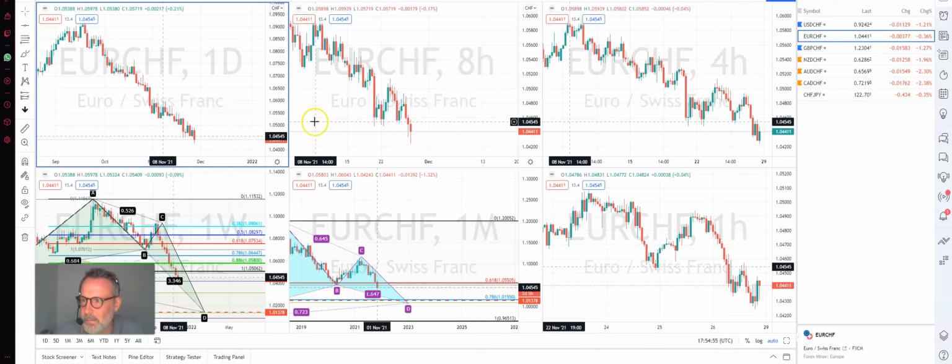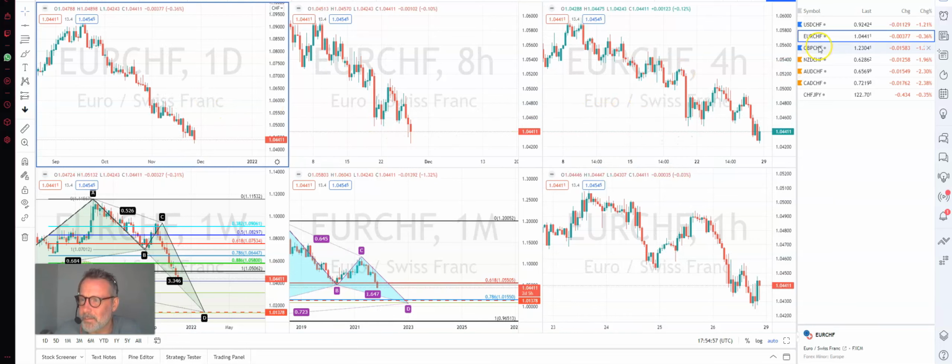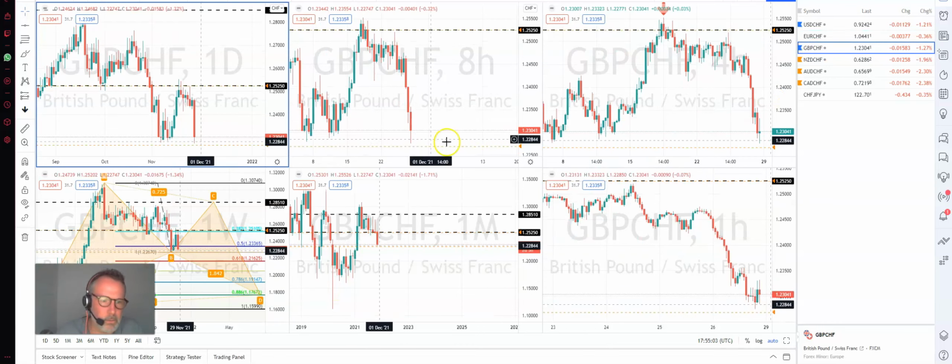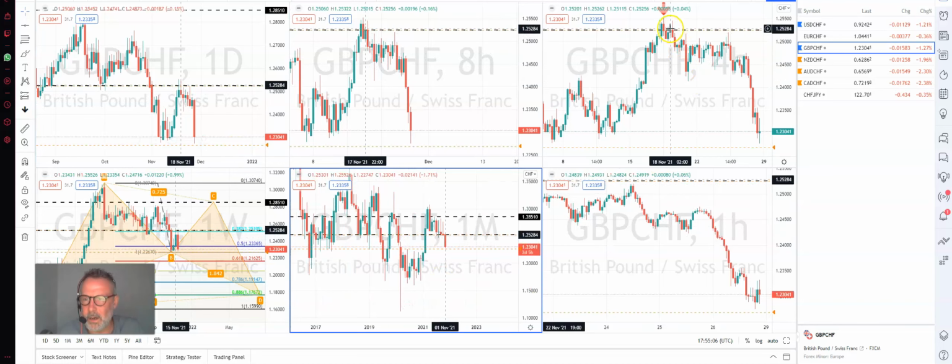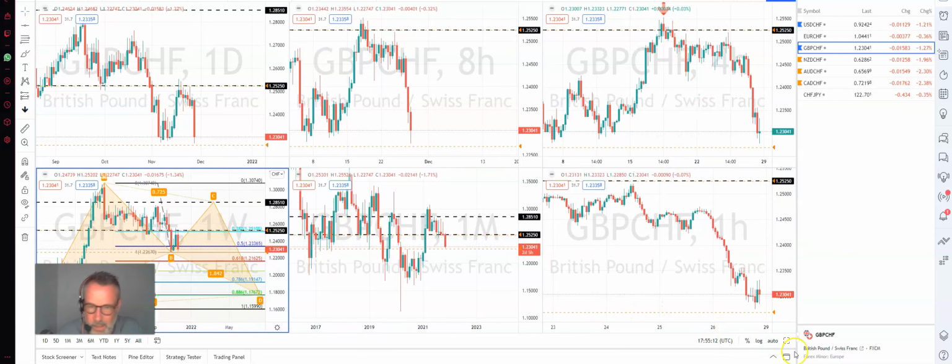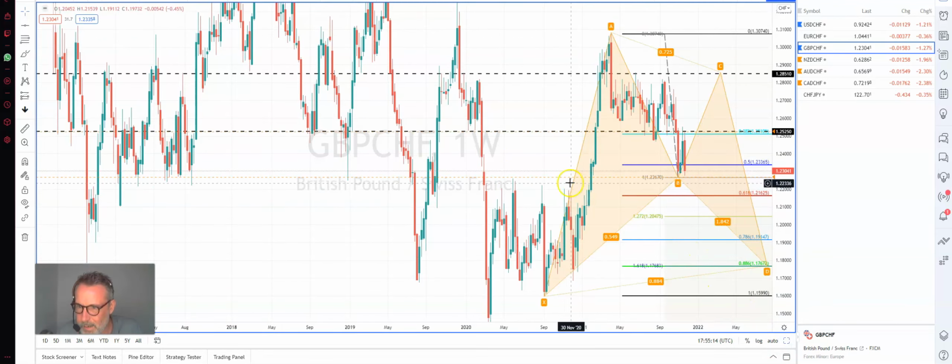Chance of intervention, I don't know, but they don't. I know for a fact, I used to be a Swiss franc broker, and I know for a fact that they won't be enjoying these levels. Here, sterling Swiss, we talked about this. We actually had a short trade in sterling Swiss and it moved to the downside, but there is support down here. Okay, I'm just going to put a red line on there.